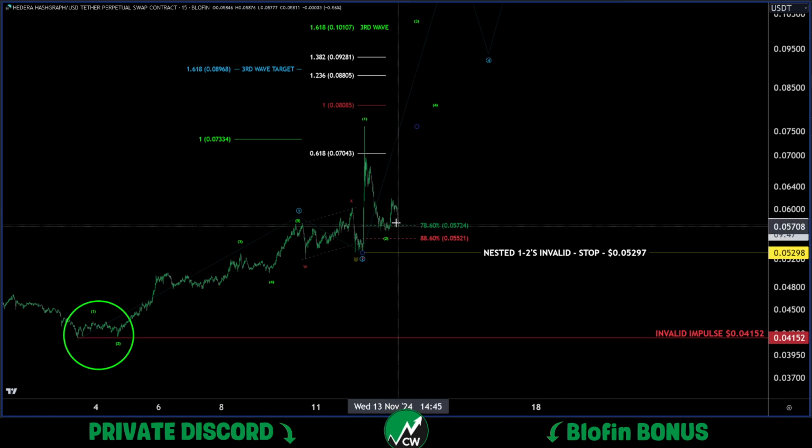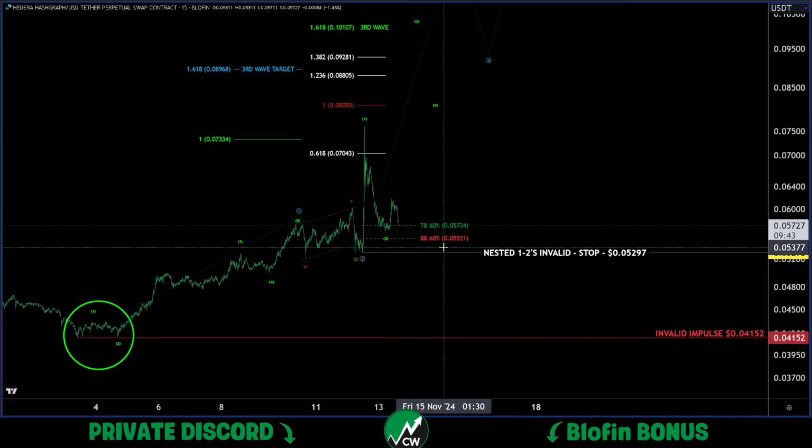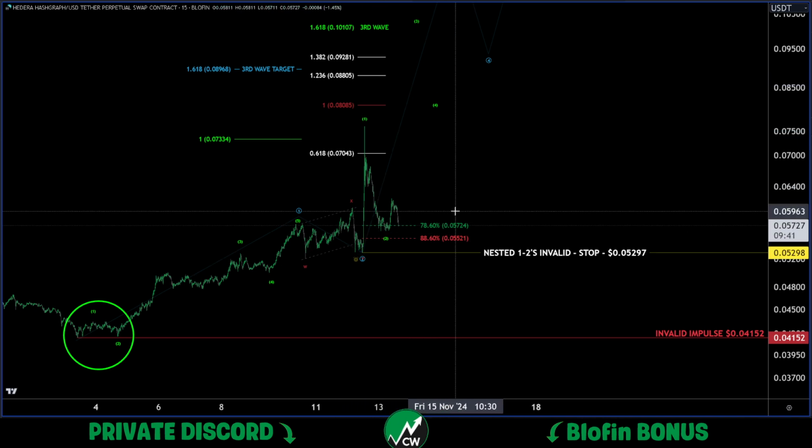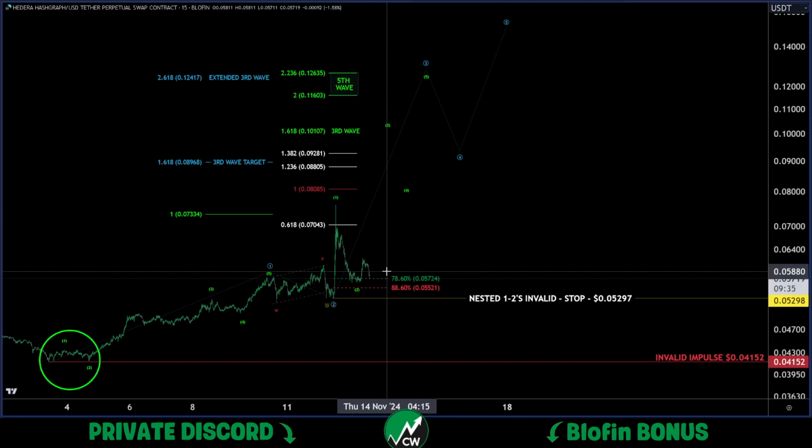You can see as soon as we pass that 886, it gets a little bit sketchy. Right now we have an ABC. We'll see if we get any sort of thrust. It's looking a little weak right now. But this is where we'd get moving pretty quick, and this would be a nested 1-2-1-2.